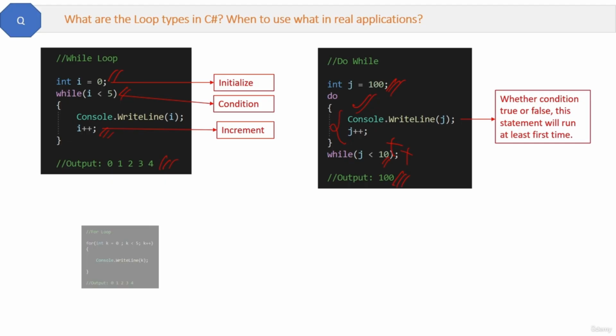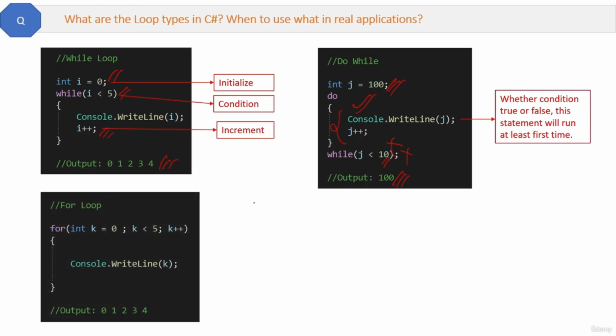Next is the for loop, a very useful loop for developers. Here you do the initialization, condition and increment in one line only. This is better than the while loop as the number of lines of code is lesser here. It will keep printing until the condition is true. And here is the output.